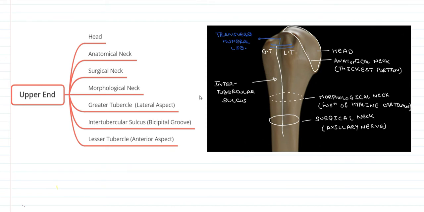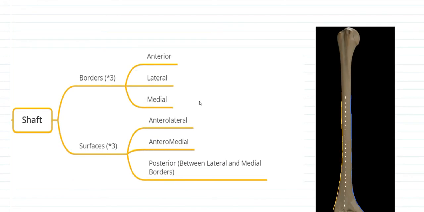Now let us move towards the shaft of the humerus. In the shaft of the humerus, we have three borders and three surfaces. In this diagram, the white dotted line represents the anterior border of the humerus, the blue line represents the medial border, and the yellow line represents the lateral border.